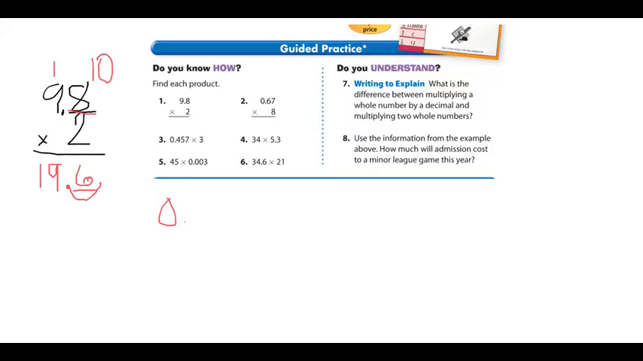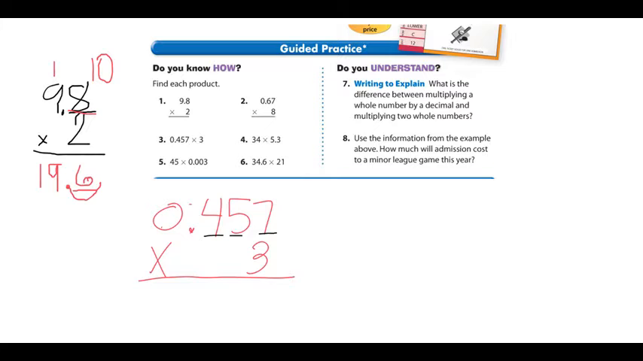So I know 457 thousandths, that's less than 1, times 3. I'm pretending it's 457 times 3. But notice that there are 1, 2, 3 decimal places in the factor. So there should be 3 decimal places in the product. So go ahead and multiply that out, see what you get.